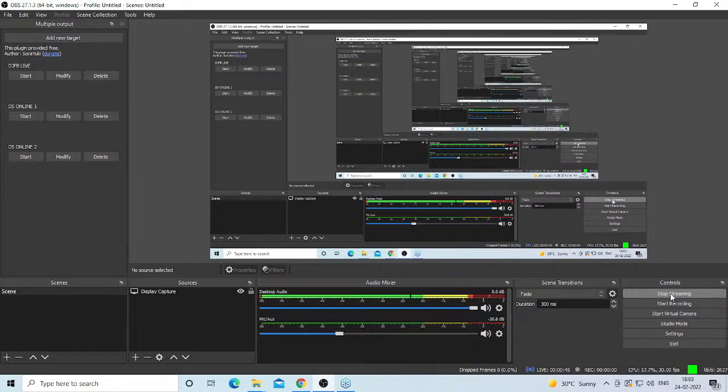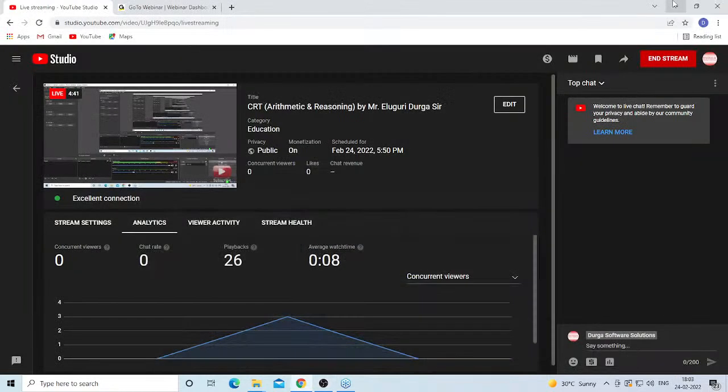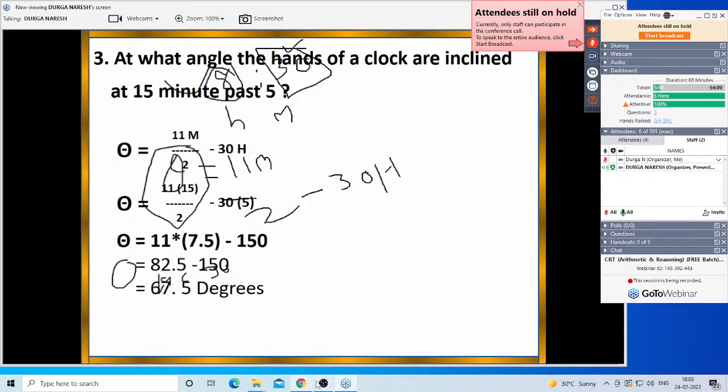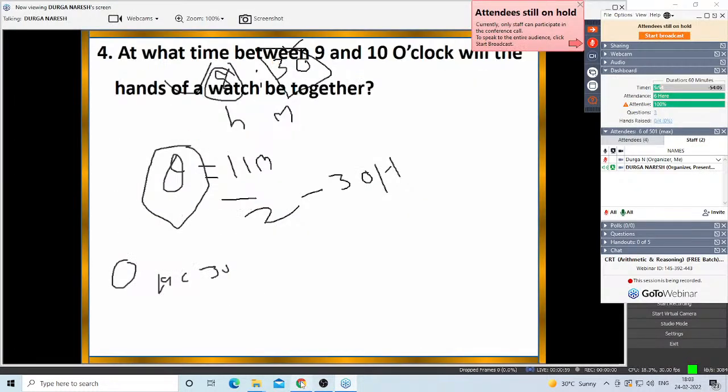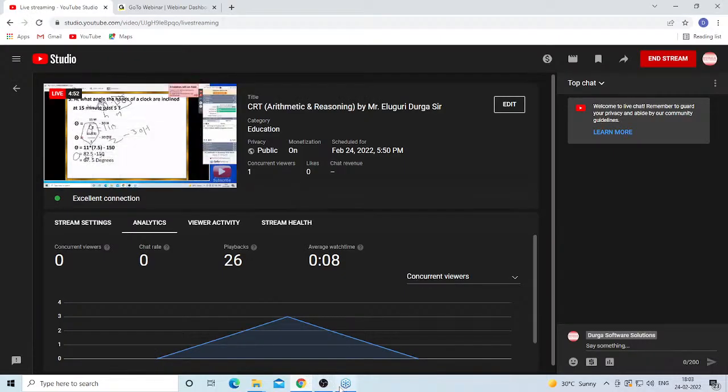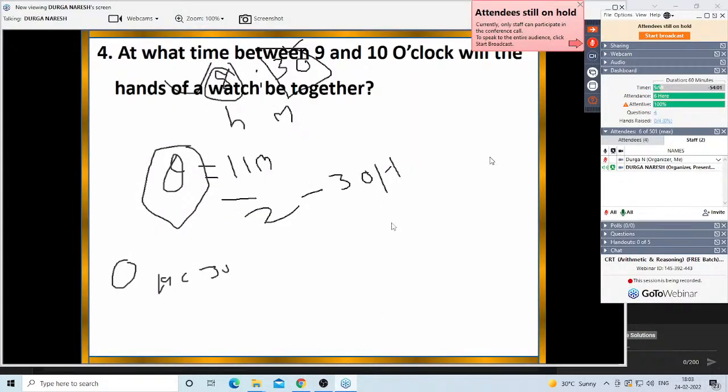The angle should be how much, ma'am? 65 degrees, 67.5 degrees. Okay. So whenever they give the theta and h value, you have to find the required number of minutes after 8 hours. Write down. At what time between, second model, important one.